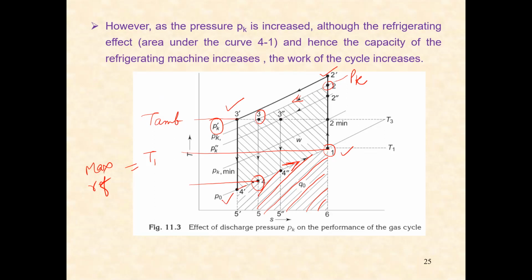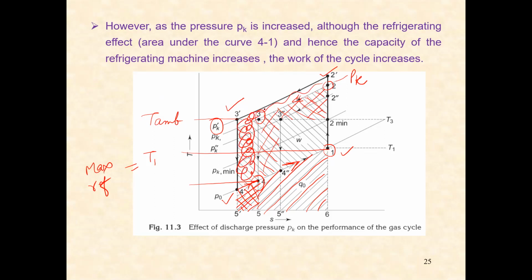Now in this cycle, this much area has been added for the refrigerating effect. But simultaneously what you can see is, in the previous case, this was the increase in the compressor work or the network. Okay, this was the increase in the network. And now when we go for the higher pressure, there is additional work which comes into play.